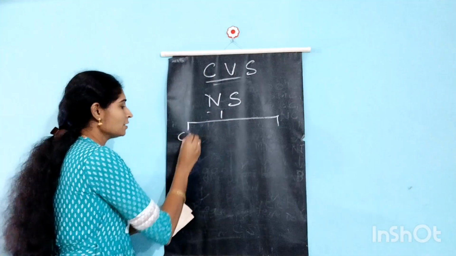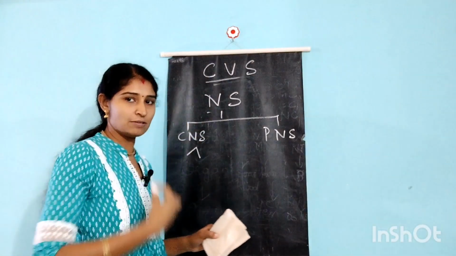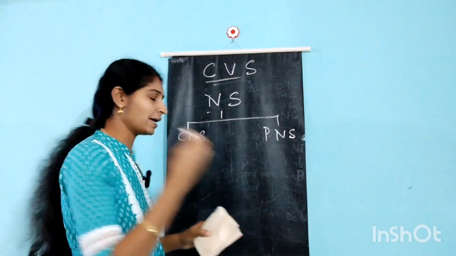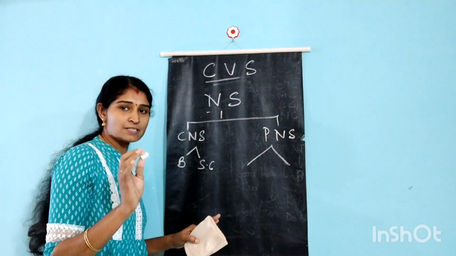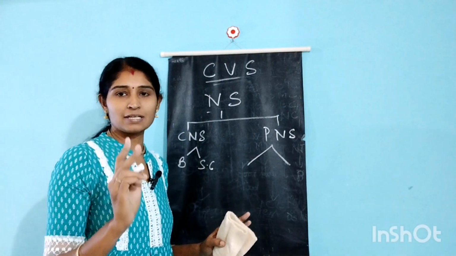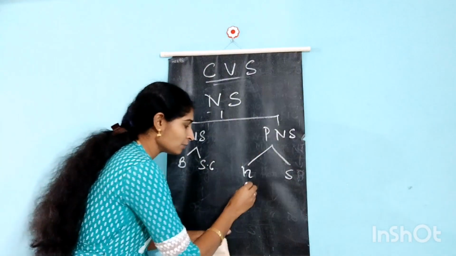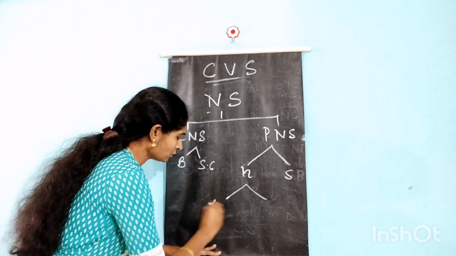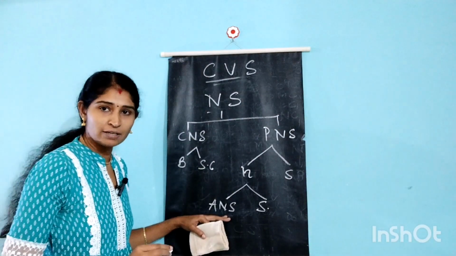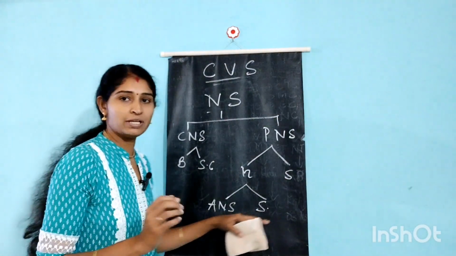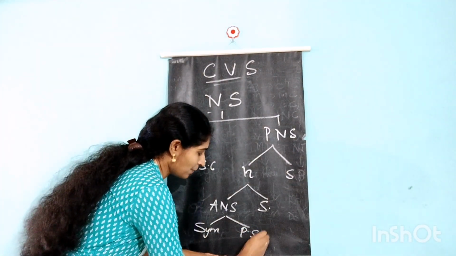Nervous system is divided into central nervous system and peripheral nervous system. Central nervous system, what is that? Brain and the spinal cord. Peripheral nervous system, always keep in your mind, two actions, that is sensory action and motor action. So motor and sensory action. Under motor you will be getting autonomic nervous system and somatic nervous system. Autonomic is what? Involuntary action. Somatic is what? Voluntary action. Autonomic, again it is divided into sympathetic and parasympathetic.